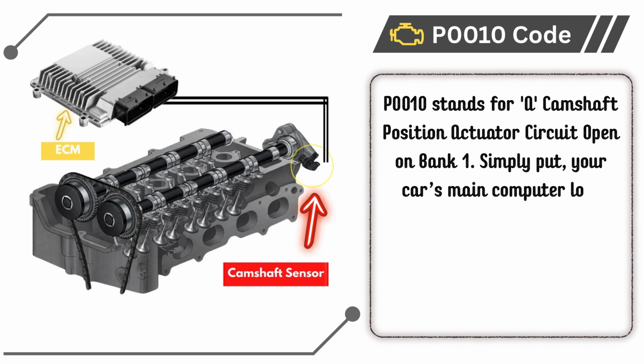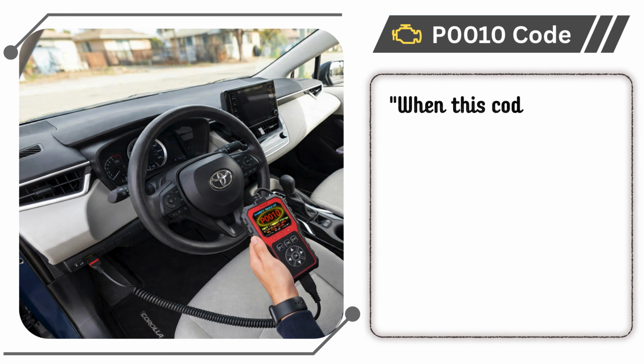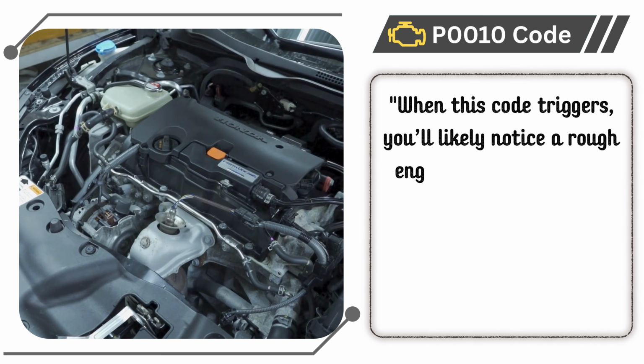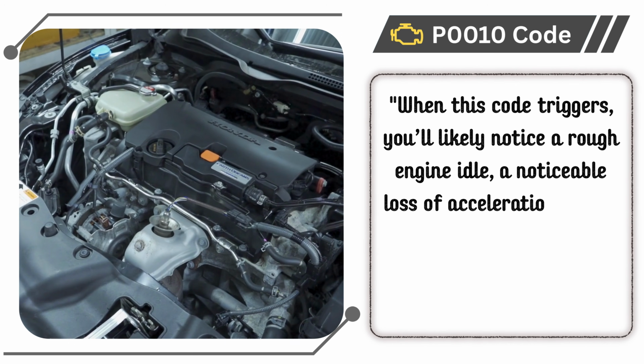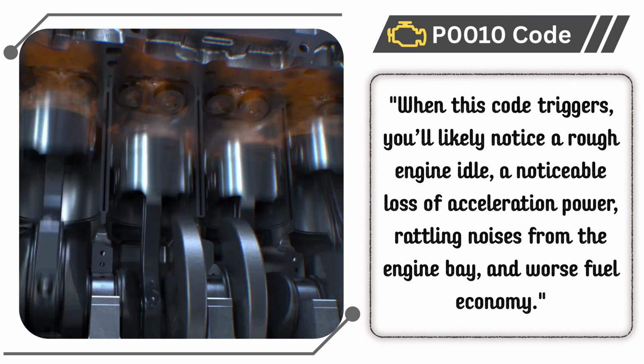Simply put, your car's main computer lost electrical control over the variable valve timing (VVT) solenoid that controls intake camshaft timing. When this code triggers, you'll likely notice a rough engine idle, a noticeable loss of acceleration power, rattling noises from the engine bay, and worse fuel economy.